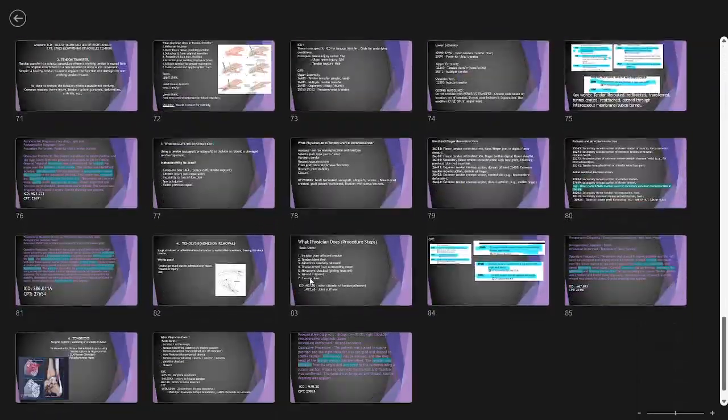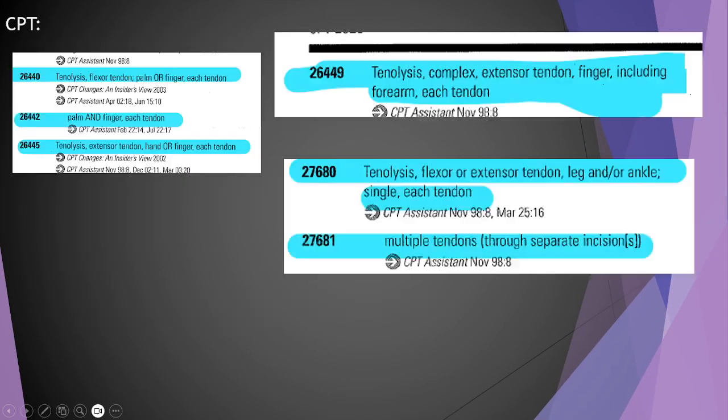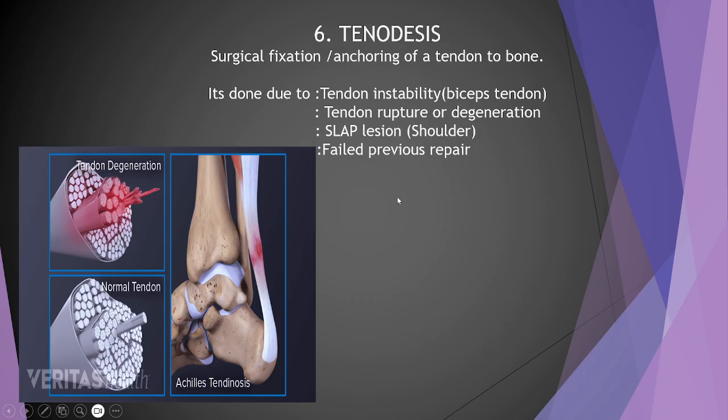Next, we'll see, we have seen that. Now, tenodesis. So what is tenodesis? Why does tenodesis need to be done? It's a surgical fixation, an anchoring of the tendon to bone. So surgical fixation of the tendon to bone is tenodesis. Okay. It is due to tendon instability from tendon rupture or degeneration or SLAP lesion or failed previous repair. So it should be fixation, anchoring of the tendon to bone.